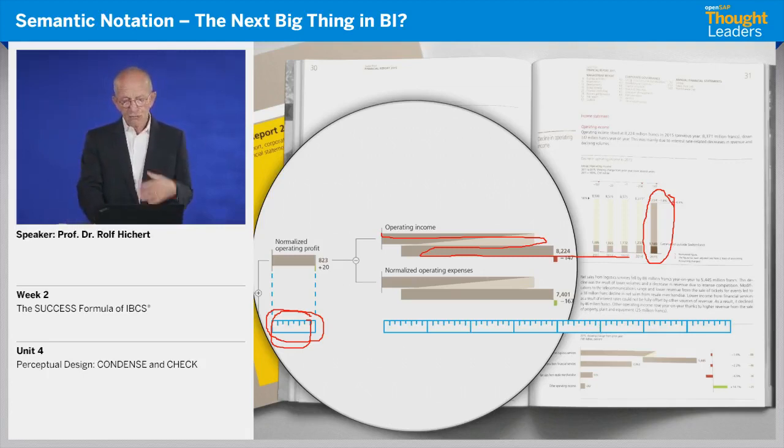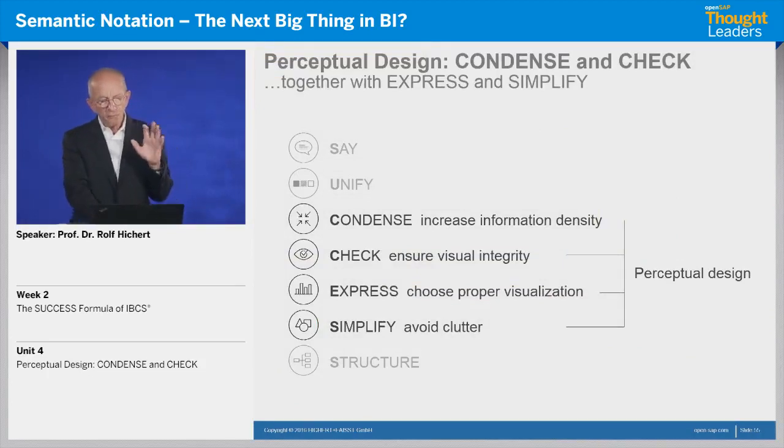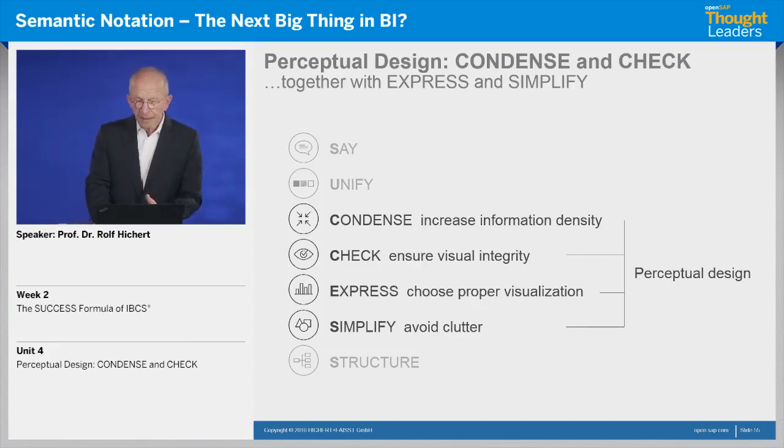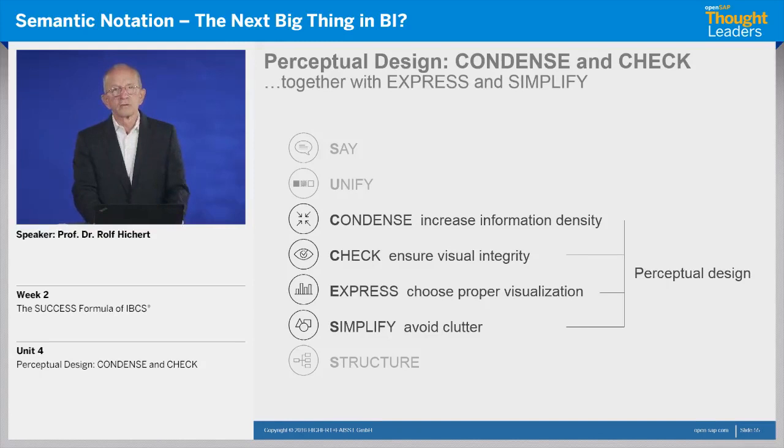Okay? To wrap it up, we have touched now 4 aspects in the perceptual design. We talked about express and simplify in the last unit, and today about the other 2, which means condense and check. And the last unit, which is now missing, is coming again back to the unify, the semantic part of our concept.